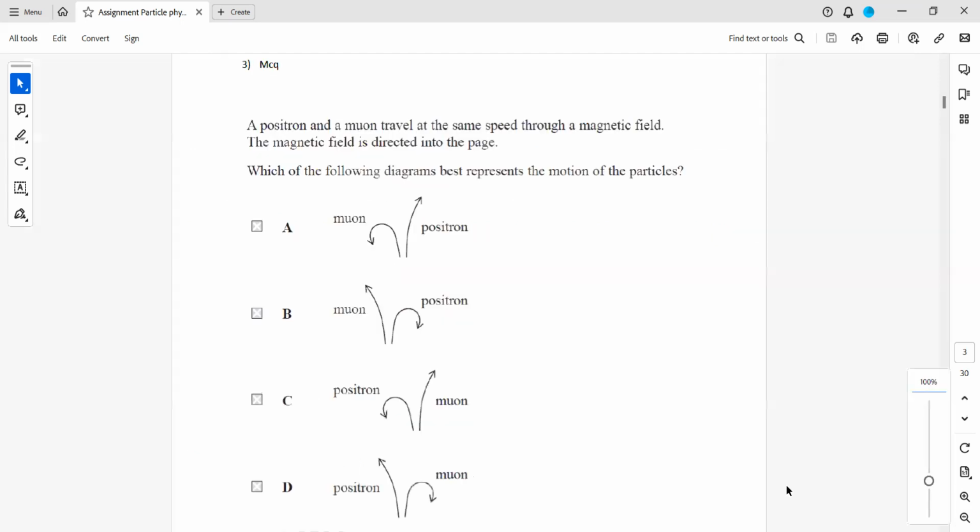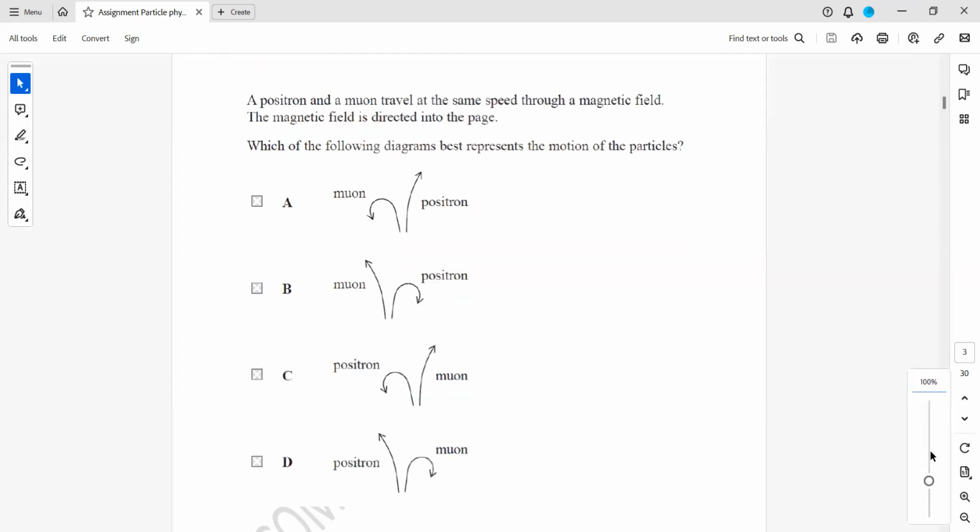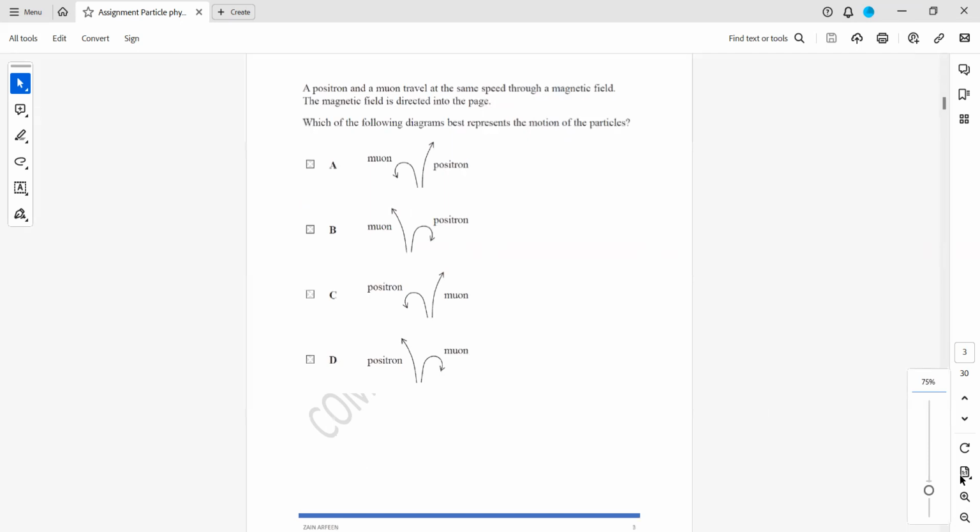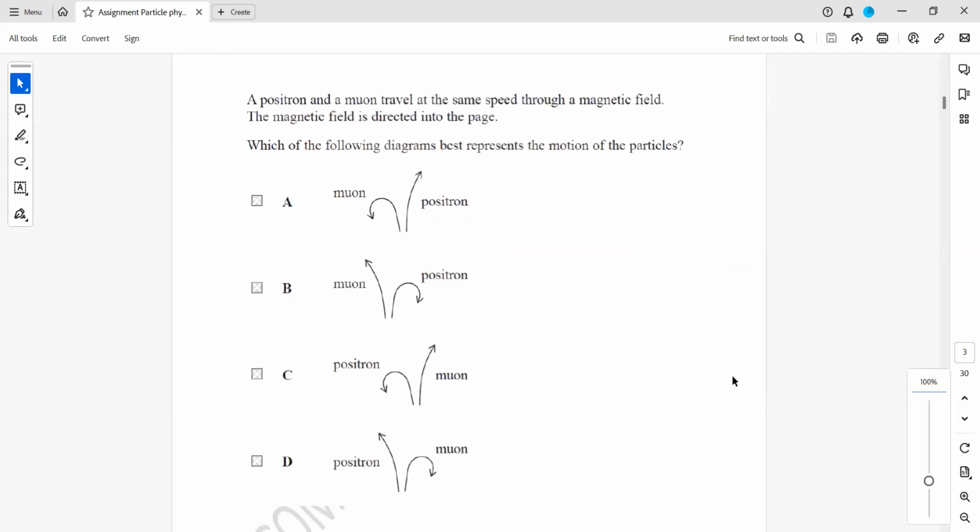In question 3, a positron and a muon travel at the same speed through a magnetic field, and the direction of the magnetic field is into the page. Which of the following diagrams best represents the motion of the particles? So how can you identify it? First, using the left hand rule, you have to identify the direction of the deflection.